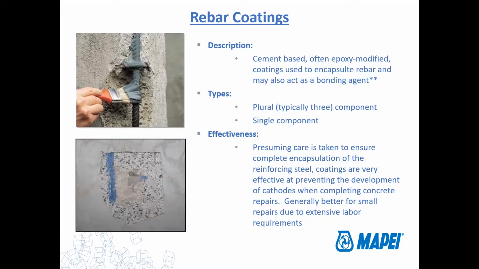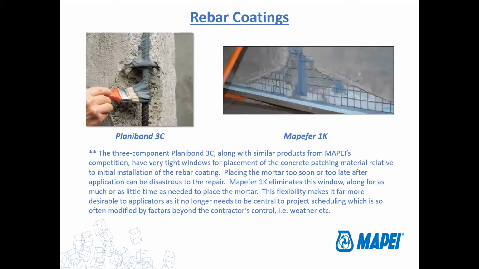So we've come out with these single component products where you can really just go anytime, whether it's 2 weeks, 3 weeks, a month, a year. It will still act as a bonding agent over time. So it's a lot easier to work with. We've got our Planabond 3C, that's the 3-component one, and then the 1K is the single component. It's got a kind of blue hue to it.